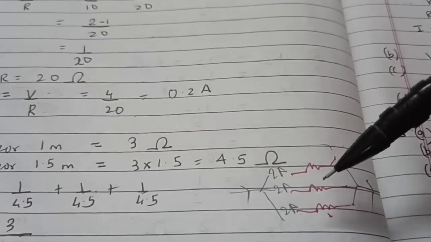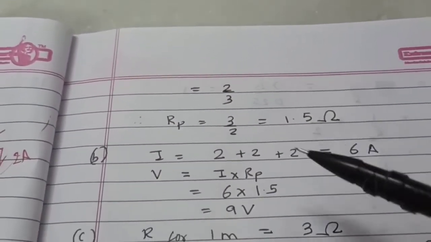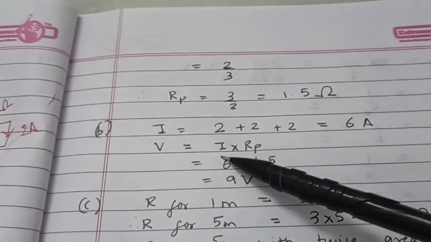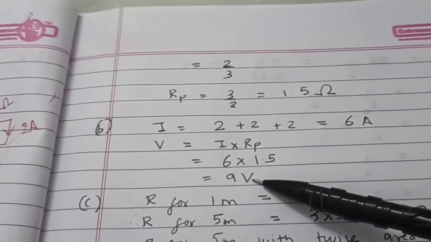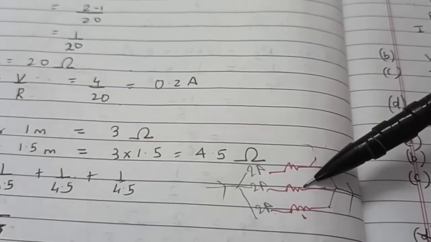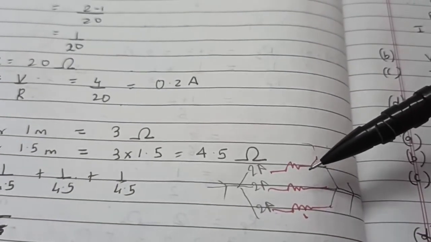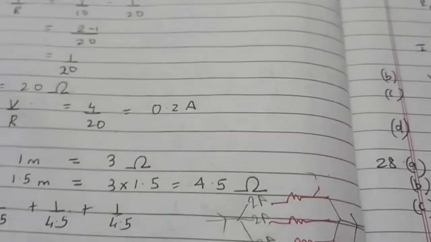And the total resistance also we found out as 1.5 ohm. So now we can find the total voltage. Total voltage is total current into total resistance, which is 9 volt. Incidentally, the voltage across any one of these resistances will also be the same 9 volt because voltage is not split in parallel. Next, the C part.